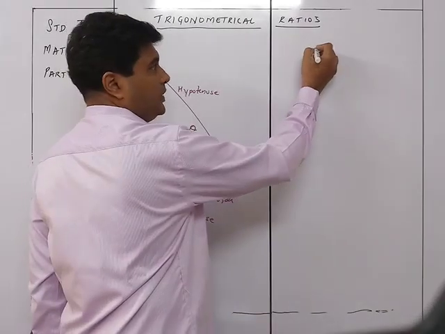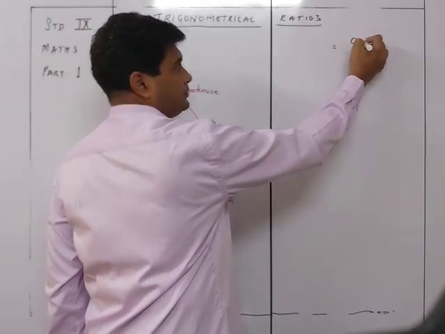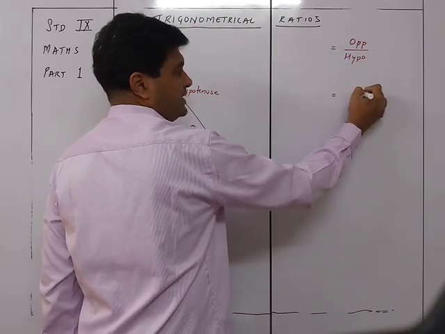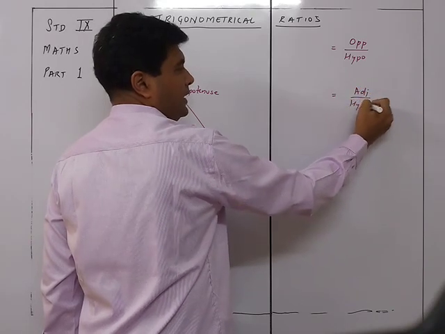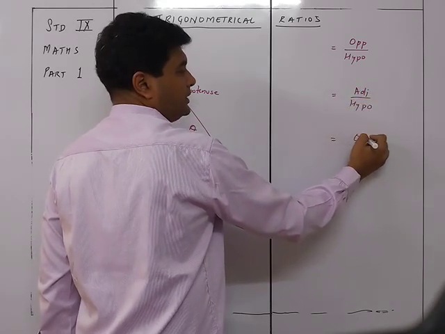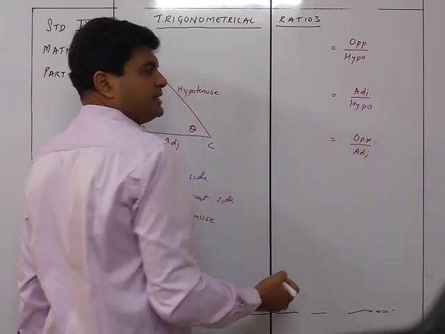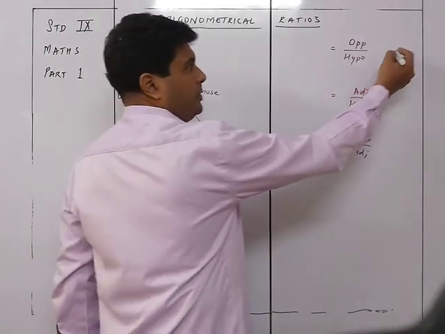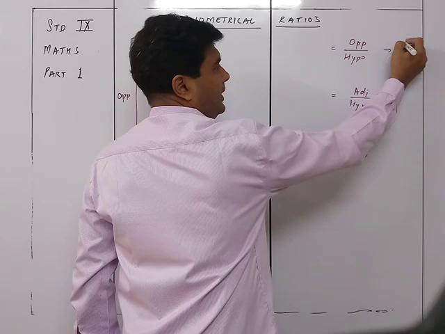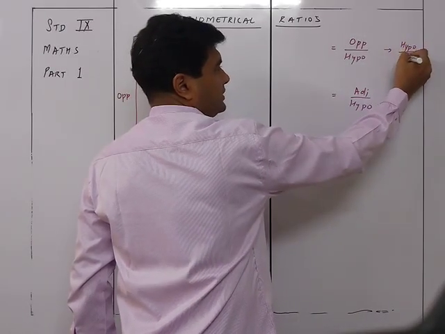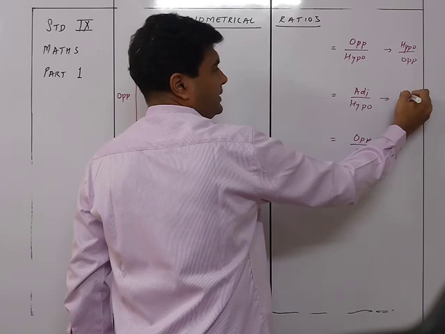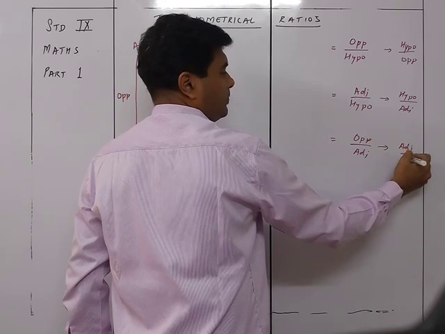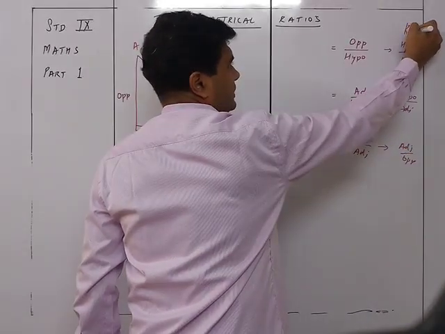So I can have three ratios. The first ratio is opposite upon hypotenuse. The second is adjacent upon hypotenuse. And the third is opposite upon adjacent. These are the three ratios. Automatically I can have their reciprocals also. The reciprocals will be hypotenuse upon opposite, hypotenuse upon adjacent, and adjacent upon opposite. So these are the reciprocals.